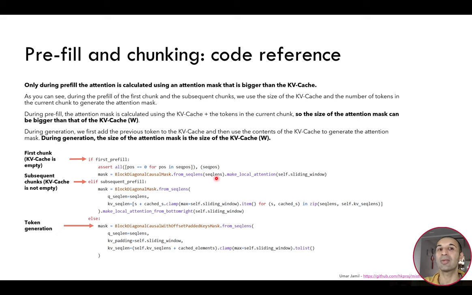But for any subsequent chunks, so after the first chunk, to build the attention mask, for the query we just use the size of the incoming chunk. But for the K and V, we use the size of the KV cache, which is this one, "cached," as you can see here, plus the size of the current chunk, which is this S variable you can see here. And for token generation, we do the same system that we did before when I was teaching the KV cache. So one token at a time, we take it, we append it to the key, we append it to the value, and we replace the query with the output token from the previous step.